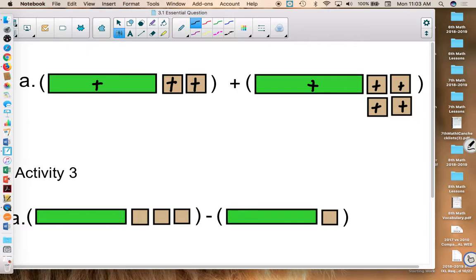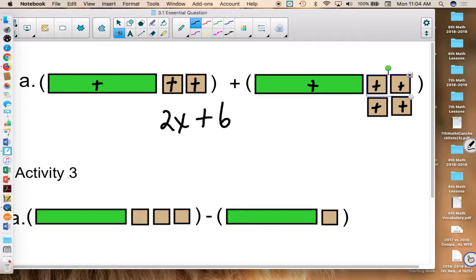Caitlin. 2x plus 6. Caitlin says 2x plus 6. Do you all agree with her? Okay, I have some questions here. I have 2 x's. Do we agree with that? And then I have 1, 2, 3, 4, 5, 6. 2x plus 6. Can I solve for it? No, it's an expression. I can't solve it. I can only simplify it.